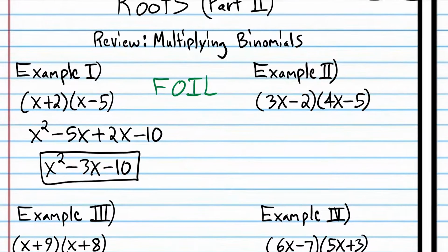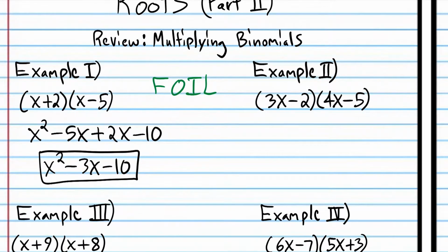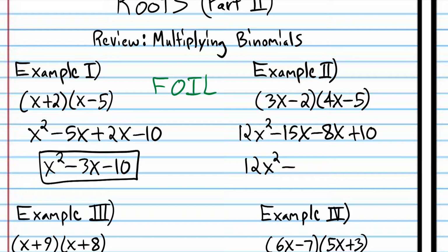So let's do one more of these. We're going to multiply the first terms. 3x times 4x is 12x squared. And now we're going to do 3x times negative 5. That is negative 15x. And then we're going to do the inside terms. Negative 2 times 4x is negative 8x. And then we're going to do the last terms. Negative 2 times negative 5, which is positive 10. And so now we're just going to combine the inner terms, and we get negative 23x. There you go.